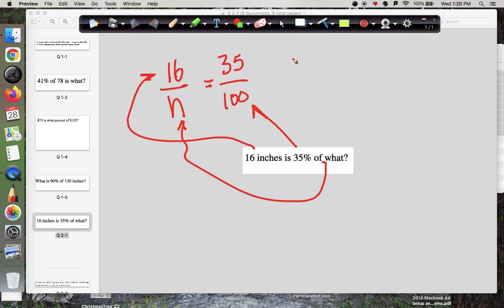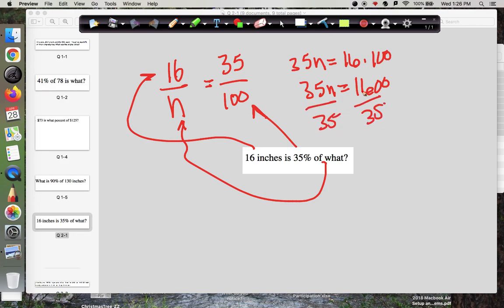And so we'll just do cross products on this one. 35n is equal to 16 times 100. 35n is equal to 1600. And divide by 35. 1600 divided by 35 is 45.714287, and I think this was to the nearest decimal, or nearest tenth, so 45.7.